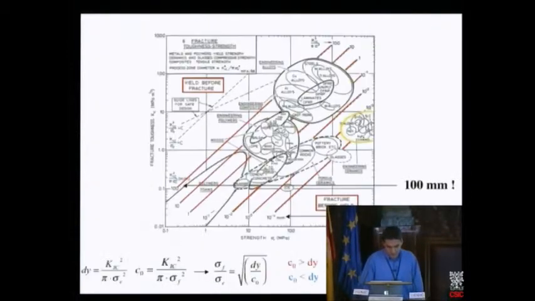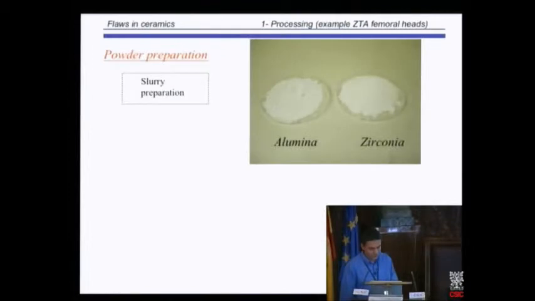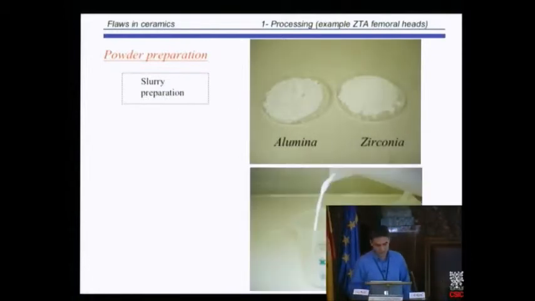I can maybe pass through this because Gilbert already showed these pictures. I would like to go towards what flows are, but before showing flows, I just want to give you one example of processing. It is the processing of ZTA thermal heads. So this is a composite of alumina and zirconia powders. So when you have something like that, you first make a slurry preparation. So you have to mix these two powders into water with a given dispersant.